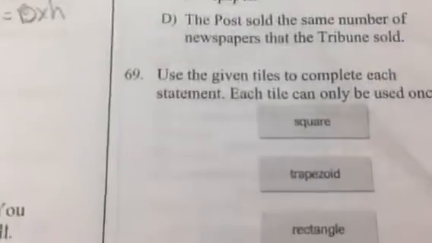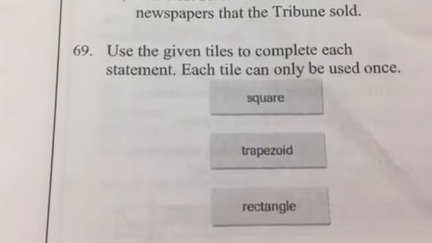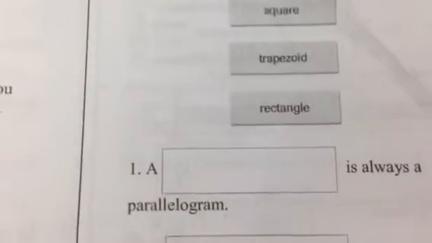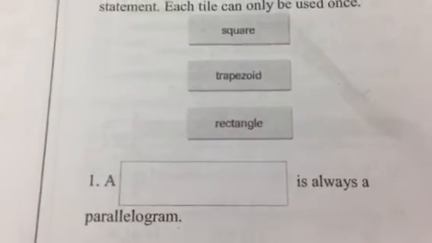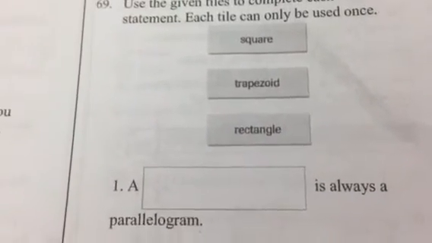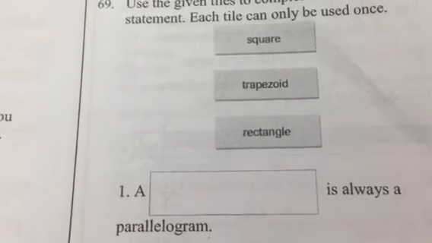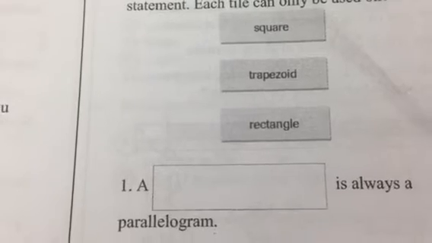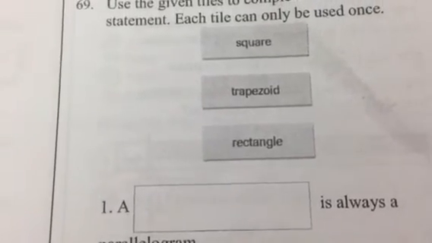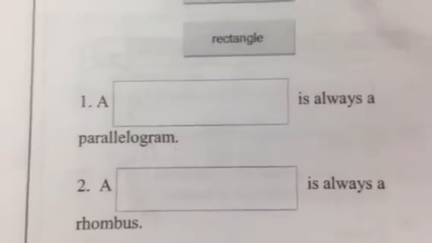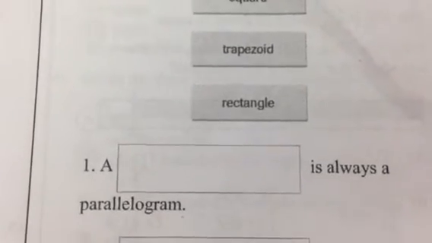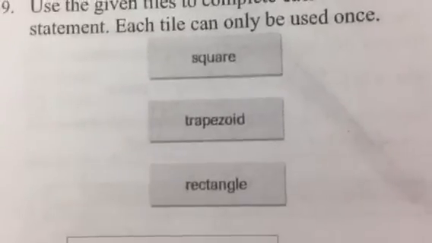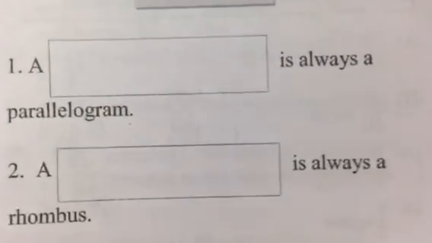Okay, let's go here. It says use the given tiles to complete each statement. Each tile can only be used once. So a blank is always a parallelogram. Remember, parallelogram is up towards the top. Well, I definitely know it's not a trapezoid. Nope, not that. Let's see. A blank is always a rhombus. Now, why I moved down from 1 is because what I was thinking about is always a parallelogram. It could be a square or a rectangle, so I'm going to have to move on and figure out what needs to go there.